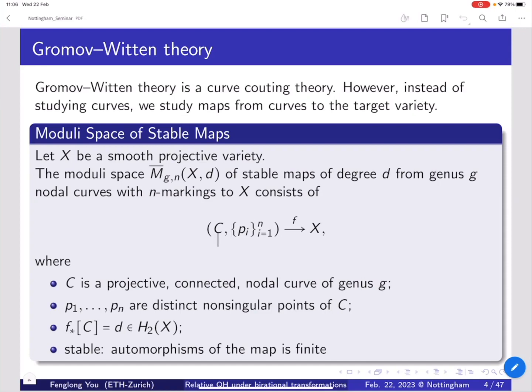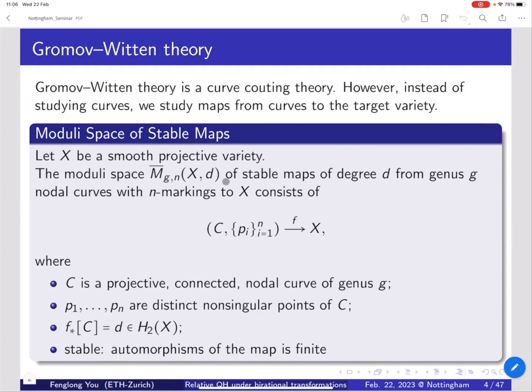So what people do is to define the moduli space called the moduli space of stable maps that contains objects like this here. We have a curve with some markings and a map to the target variety. The push forward of the fundamental class is the curve class, and it's called a stable map because the automorphisms of the map will be finite.